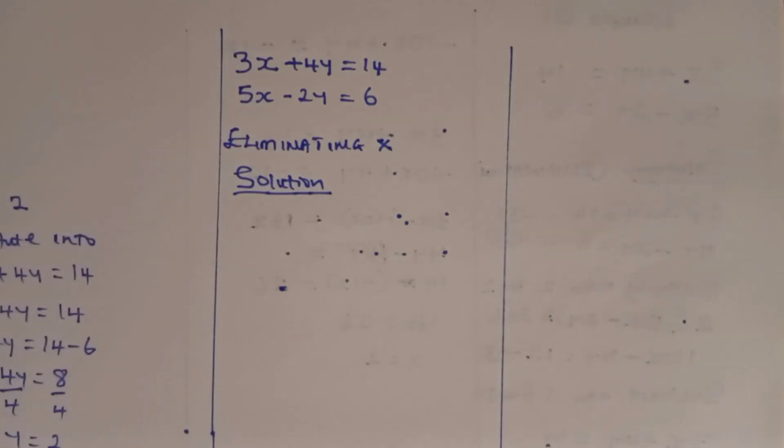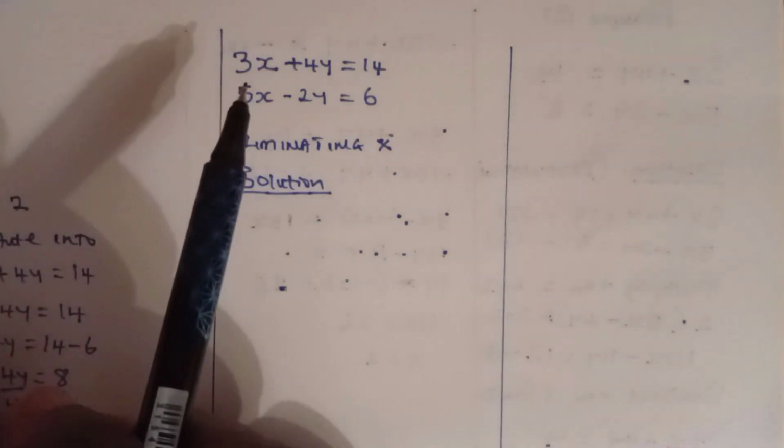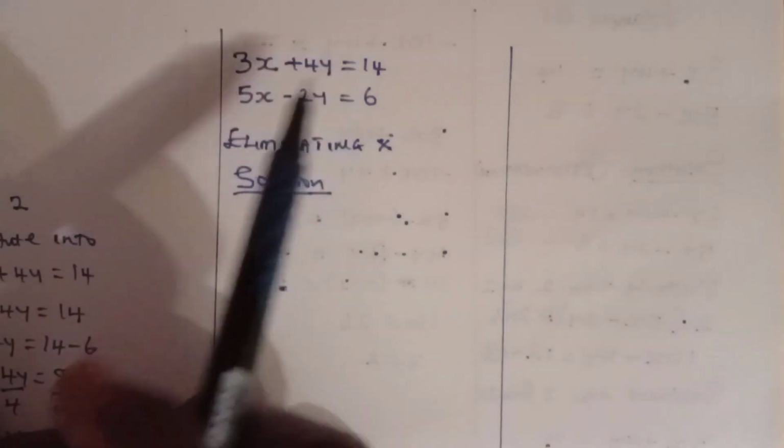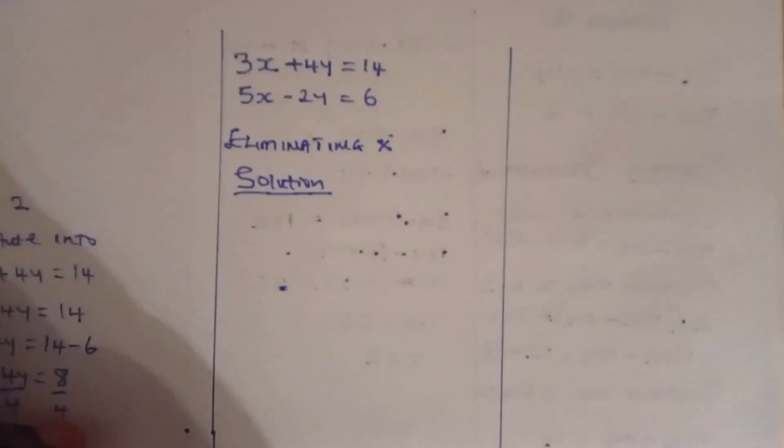So like we said, we split the video into two. In the previous video, we eliminated variable y, and in this video we're going to eliminate variable x. Why we started with y, it was a bit simple. Now we're going to do it with x. So the same problem, 3x plus 4y equals 14 and 5x minus 2y equals 6.